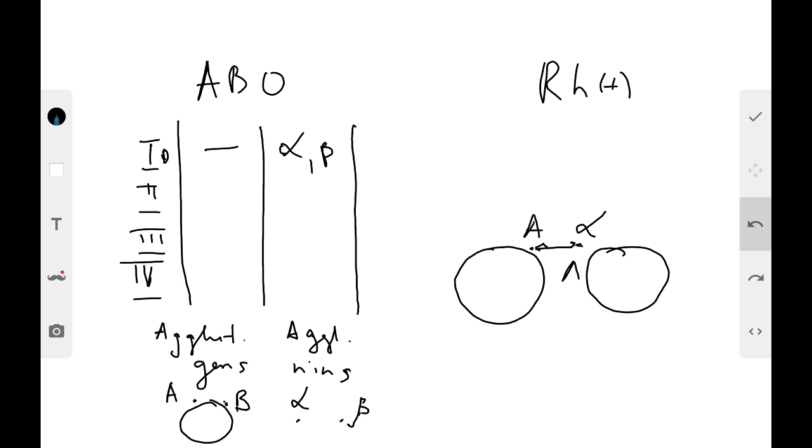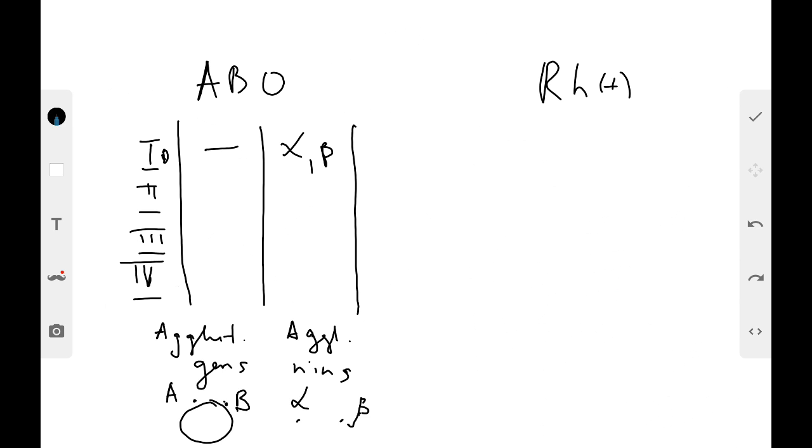Okay, so the second blood group is called B. It is called B because it contains agglutinogen B and agglutinins alpha.